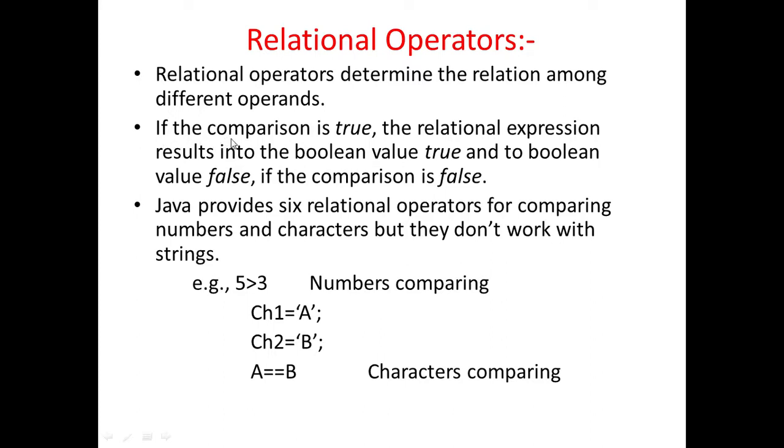So if the comparison is true, if the expression written by you is true, then the relational expression will give you true as the answer, and if the expression written by you is false, then it will give you the Boolean value false. Here, if I write 5 less than 3, then it will give me the value false. So if the comparison is true, you will get true, and if the comparison is false, you will get false. These true and false are Boolean values.